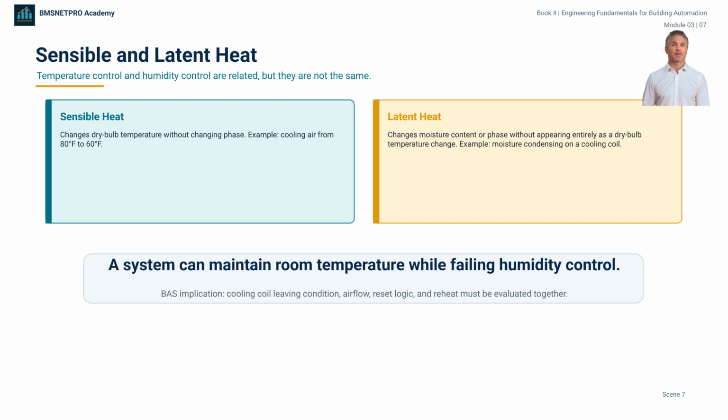This explains a very common BAS problem. A space can be 72 degrees and still feel uncomfortable because humidity is too high. The sensible load may be satisfied, but the latent load is not. In a VAV system, supply air temperature reset, low airflow, reheat, and coil leaving conditions can all affect humidity performance. So when there is a humidity complaint, do not only lower the room set point. Evaluate the full sensible and latent process.